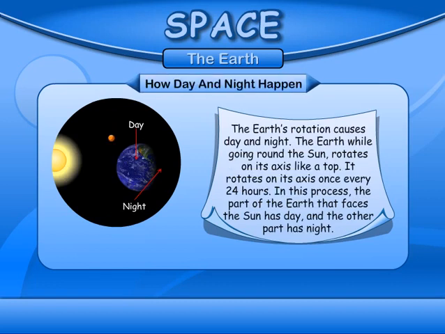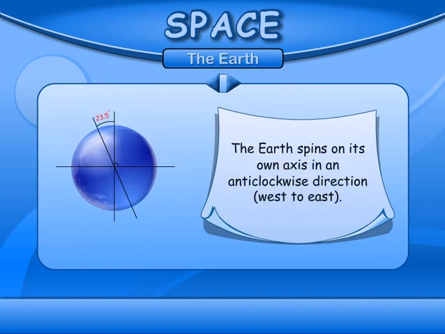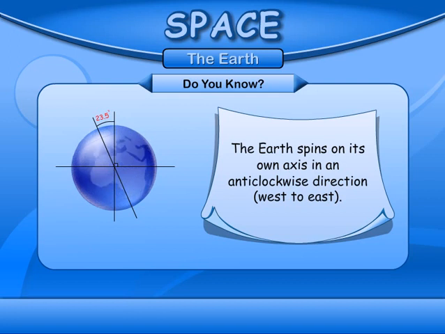How day and night happen. The Earth's rotation causes day and night. The Earth, while going round the Sun, rotates on its axis like a top. It rotates on its axis once every 24 hours. In this process, the part of the Earth that faces the Sun has day and the other part has night. Do you know? The Earth spins on its own axis in an anti-clockwise direction. That is, west to east.